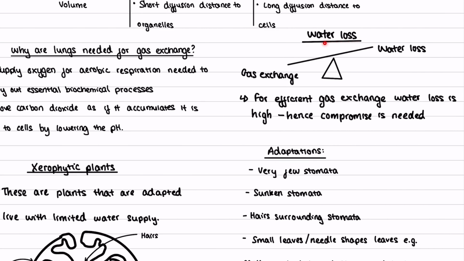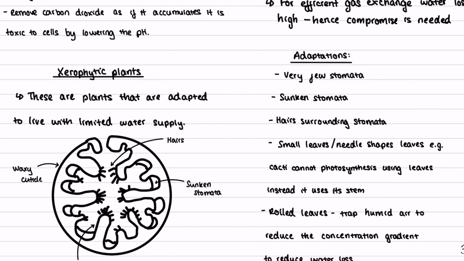However, when gases move through the stomata, it allows water to leave too, in the form of water vapor. So, because xerophytes have a limited water supply, they need to have adaptations to prevent the amount of water vapor lost. So their leaves are rolled up and they have sunken stomata, so are not easily exposed to the air as normal plants would be. They have hairs surrounding the stomata too. All these adaptations mean they trap humid air to reduce the concentration gradient to reduce water loss. The small needle-shaped leaves means there's fewer stomata, and the waxy cuticle also prevents water loss.